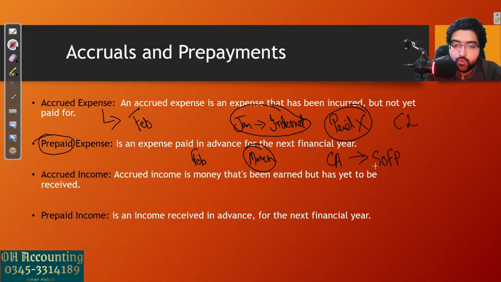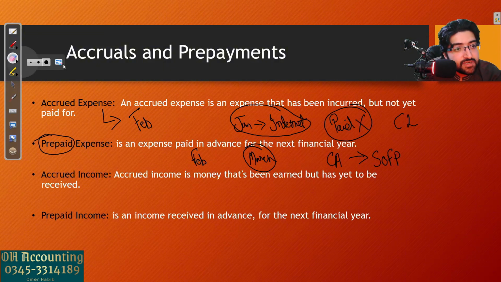To show, we have to show everything in accounting. So we will record this as a current asset till we have used this in March, and then when March is over, we can remove this from the current asset section of SOFP, but till we have used this expense, we will record this as a current asset. In simple words, we have paid for an expense in advance and it is our current asset.